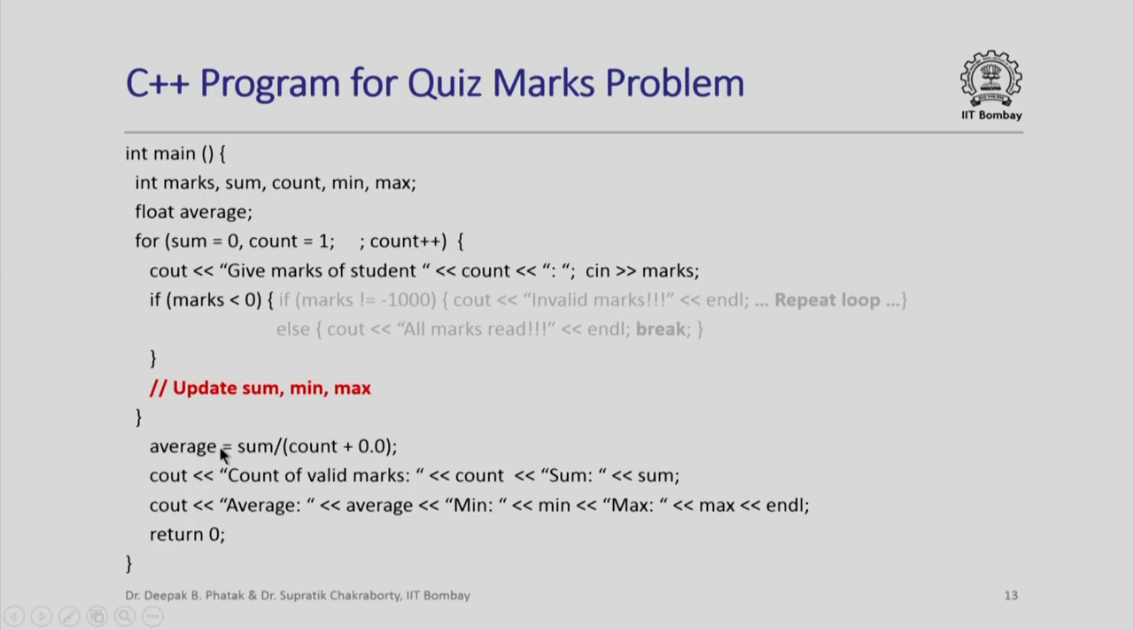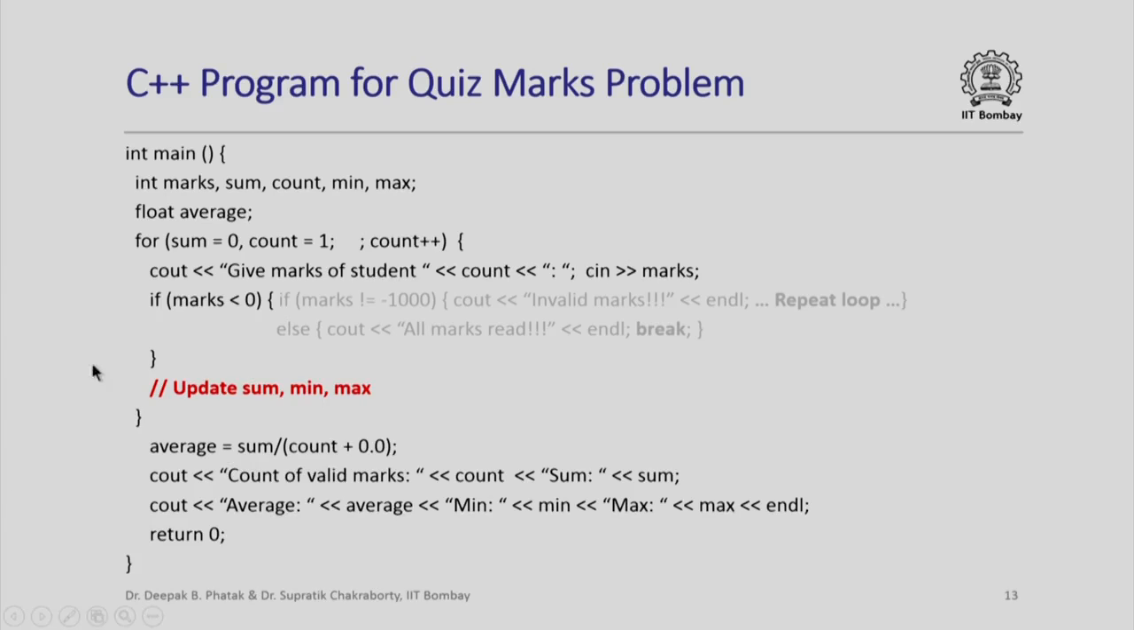Now one thing to note in the computation of this average is that I have divided sum by count plus 0.0. Why did I do that? Sum is of type integer, count is of type integer. If I just said sum divided by count, that entire expression would be of type integer and I would lose the fractional part of the average.